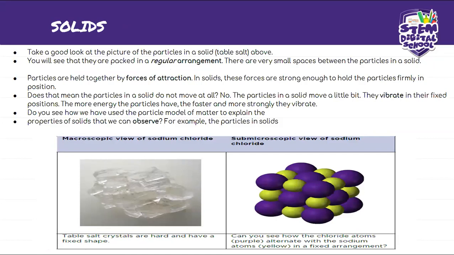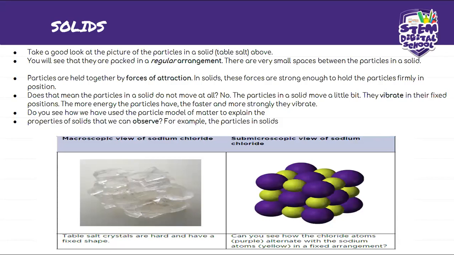For a typical example, it can be table salt. You will see that they are packed in a regular pattern. There are very small spaces between the particles in the solid, very, very small as compared to that of the liquid. Even though in liquid the spaces are small, they cannot be compared to solid. So take note, the spaces in solid are very, very small.